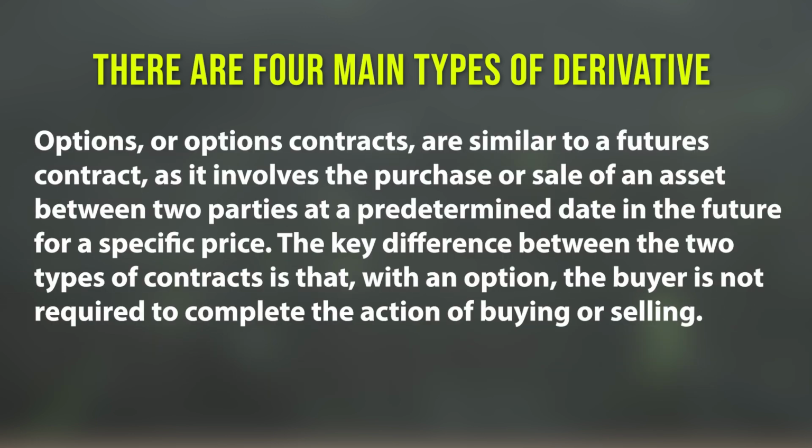Third one is options. Options, or option contracts, are similar to the futures contract as it involves the purchase or sale of an asset between two parties at a predetermined date in the future for a specific price. The key difference between the two types of contract is that with an option, the buyer is not required to complete the action of buying or selling.